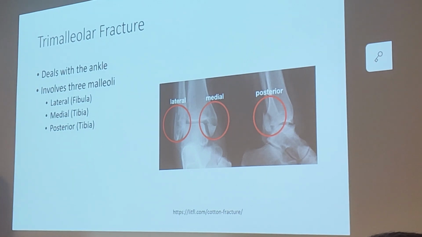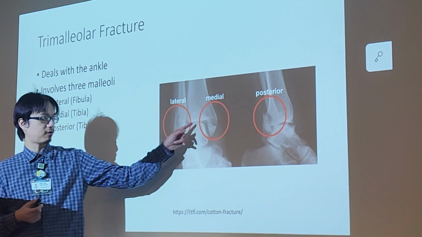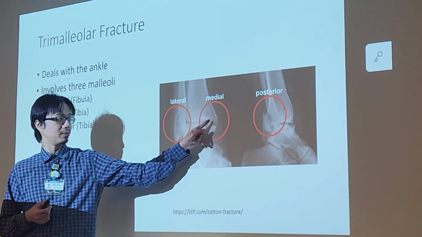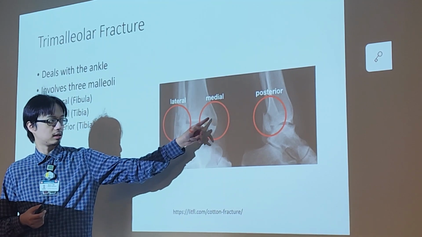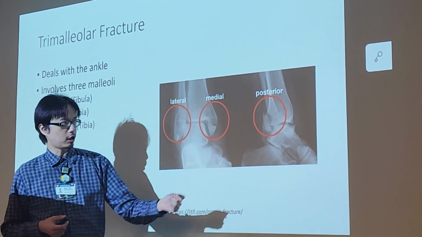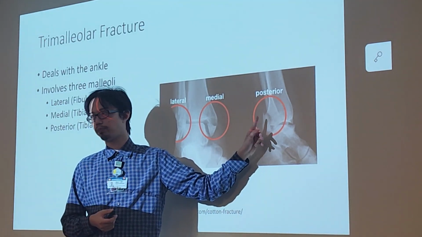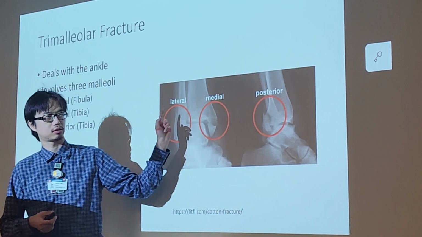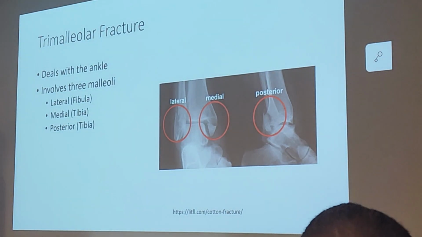Okay, and then sometimes we have our trimalleolar fractures. So now, not only do we have a fracture here of the medial and the lateral malleoli, right? So the tibia and the fibula, but we also have a fracture of the posterior tibia as well, the posterior malleolus. So 1, 2, 3, that is your trimalleolar fracture.